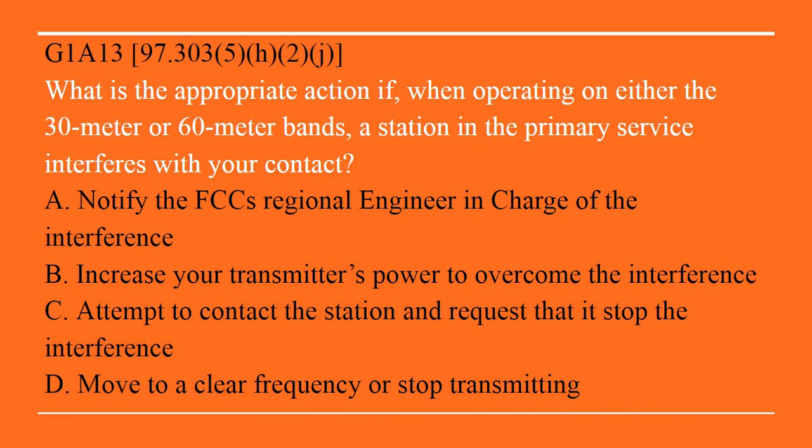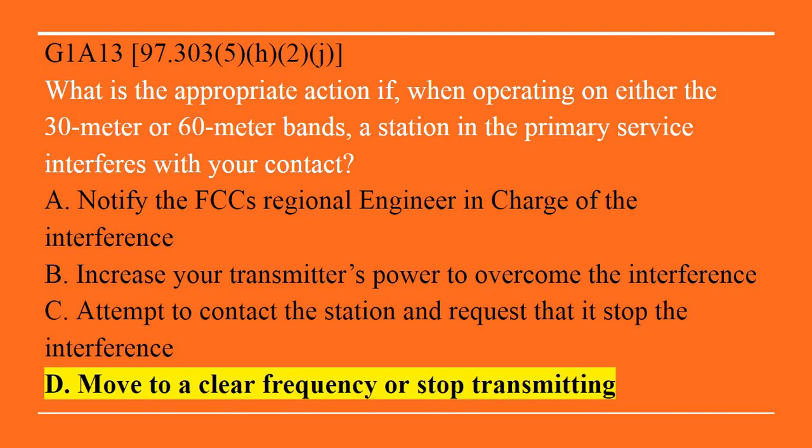G1A13. What is the appropriate action if, when operating on either the 30-meter or 60-meter bands, a station in the primary service interferes with your contact? A. Notify the FCC's regional engineer in charge of the interference. B. Increase your transmitter's power to overcome the interference. C. Attempt to contact the station and request that it stop the interference. Or D. Move to a clear frequency or stop transmitting. Correct answer D. Move to a clear frequency or stop transmitting.